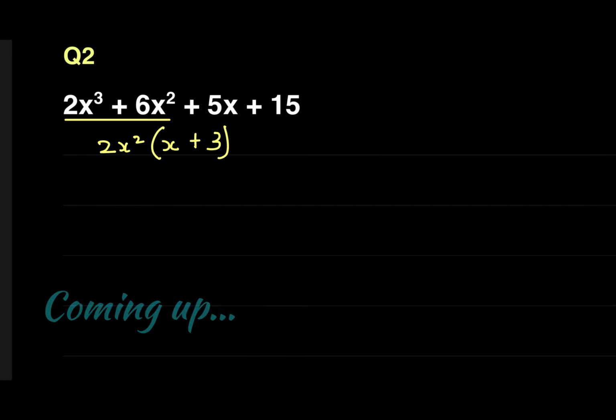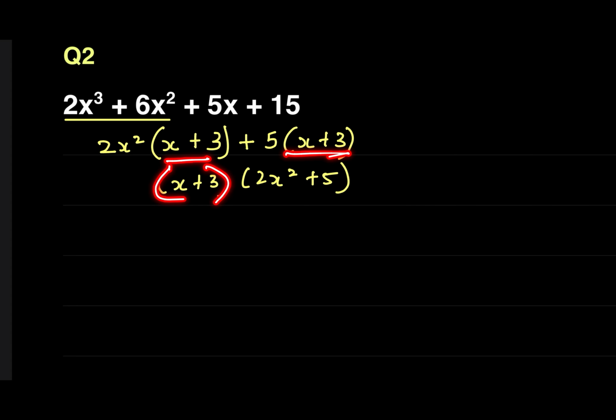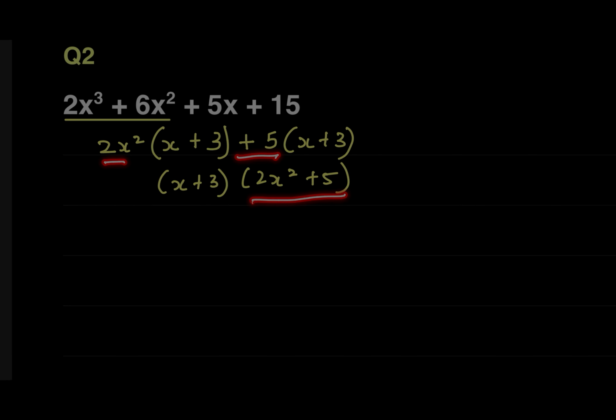We move to the second part. Plus, and 5x plus 15. 5 is common. X plus 3. Here, common. So what do we do now? X plus 3, 2x square plus 5. Where did I get these two from? One is this, which we write in one bracket itself, just once. And one is whatever is outside the bracket. We bring them together and write it over here.